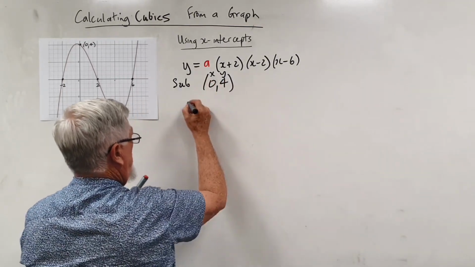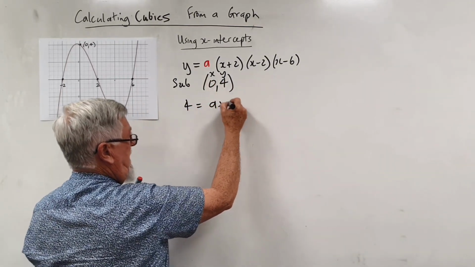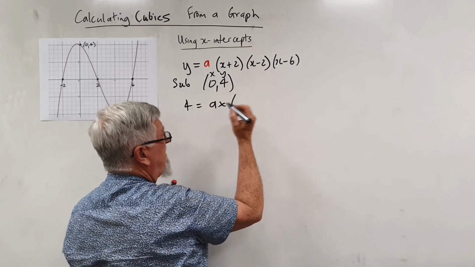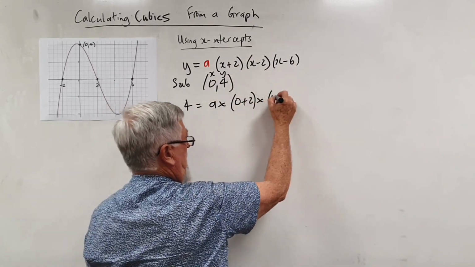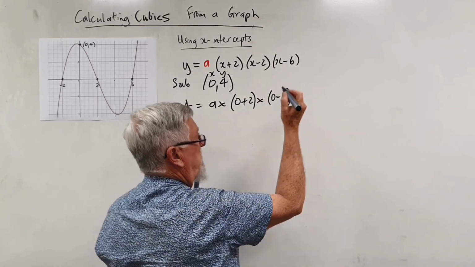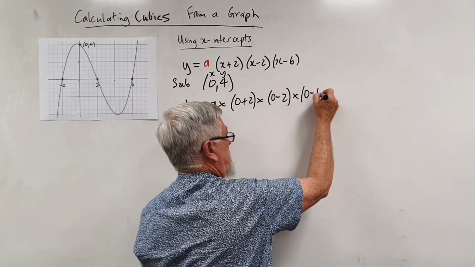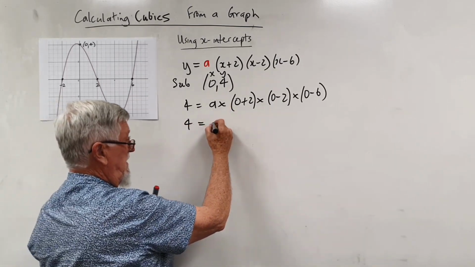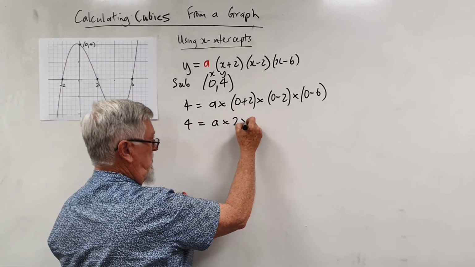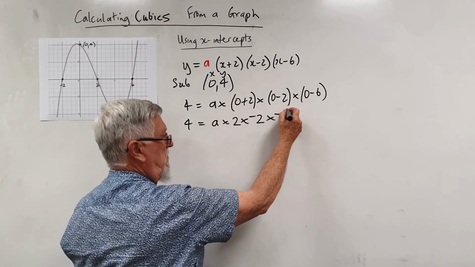So the 4 goes where the y is, and we've got a times, and now I'm going to write it all in. That's 0 plus 2, times 0 minus 2, times 0 minus 6. So what do we end up with for our equation? You could really shortcut that. That's a times 2 times -2 times -6.